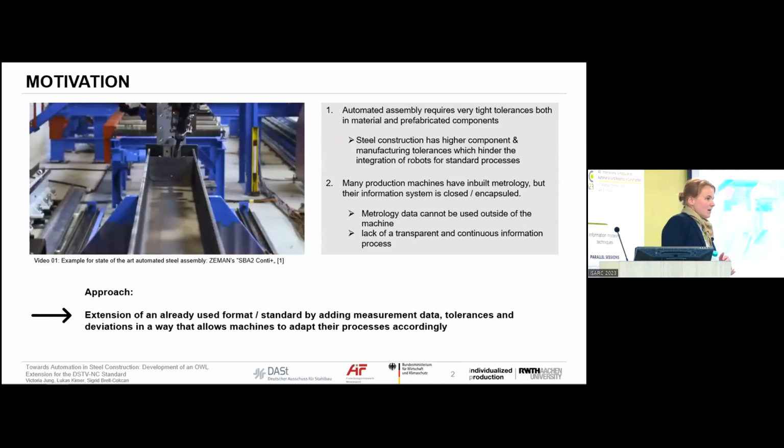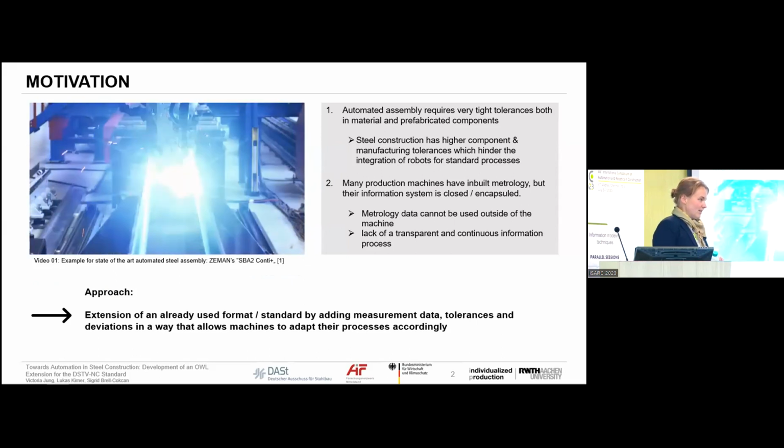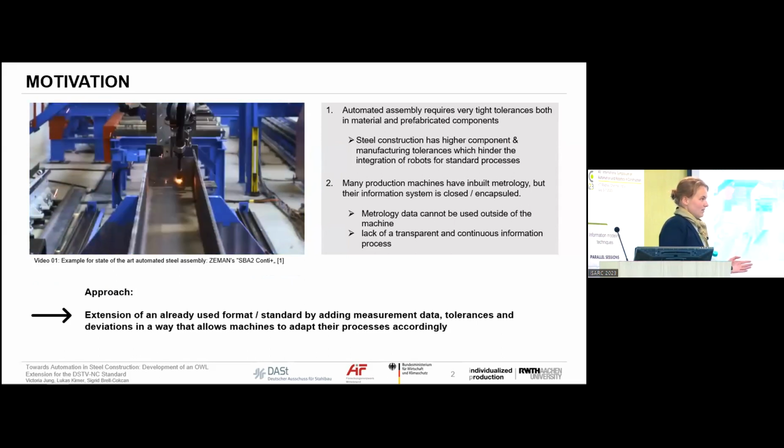Automated assembly requires really tight tolerances, and especially steel has really high tolerances in the manufacturing of the base parts, which actually hinders the integration of robots, because then you always have to manually adapt the program path if the piece is not always the same. So this was one approach that we said, okay, how can we do the process more dynamically, so that we can adapt the path of the robot.